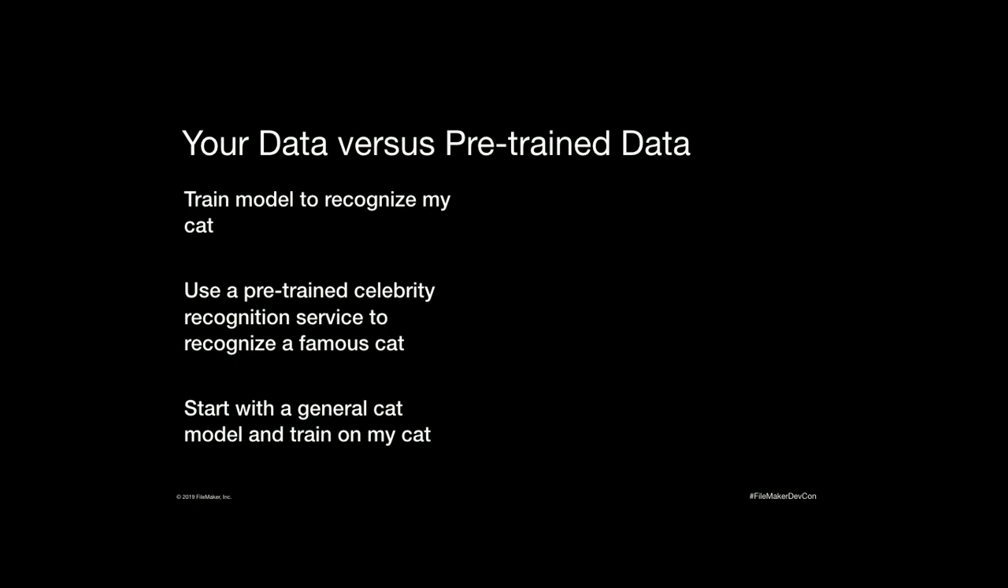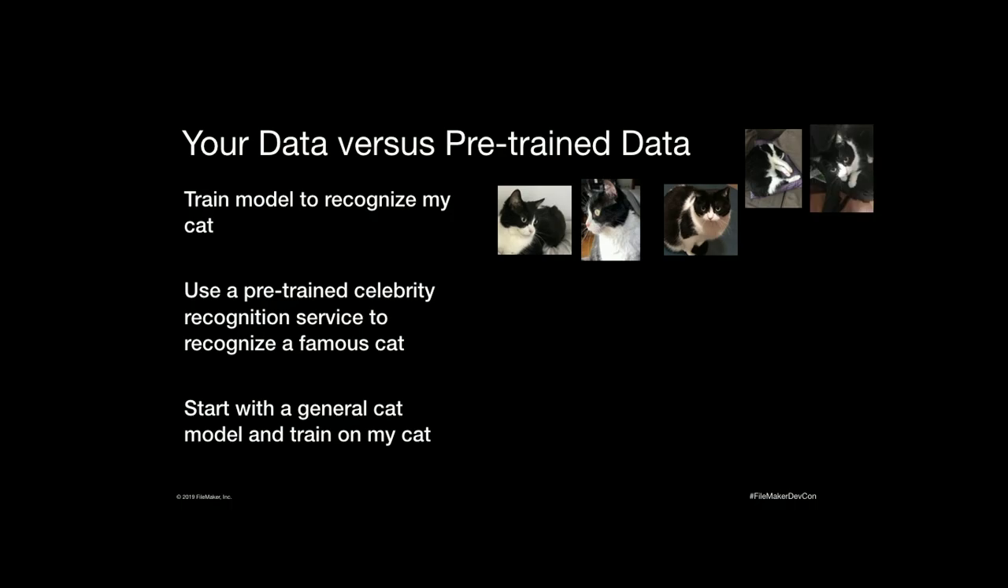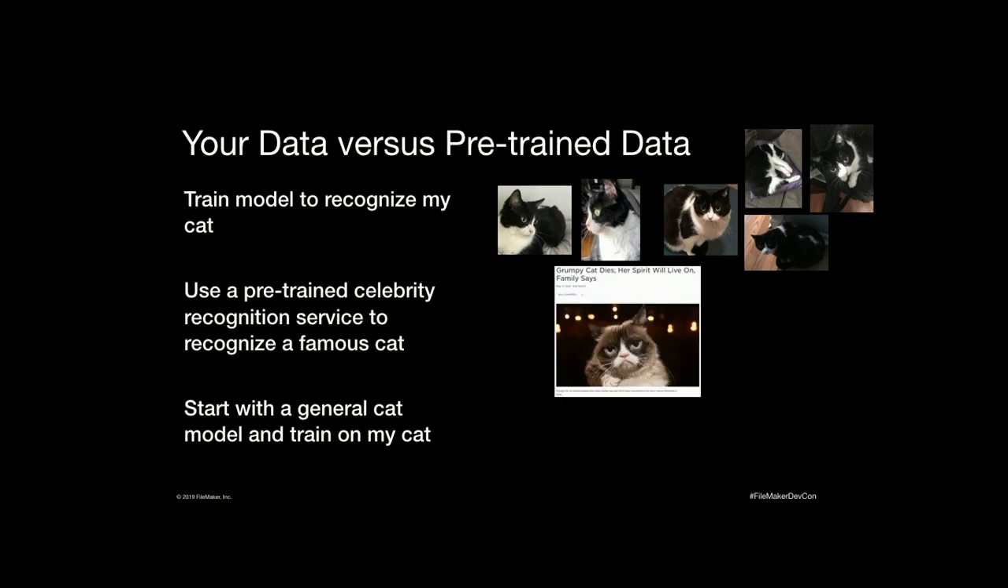To illustrate this further, if I want to train a model to recognize my cat, I need to provide a bunch of pictures of my cat and then the expertise and understanding to train a model to recognize my cat. But if I had a famous cat, Grumpy Cat, then I could call a celebrity recognition service, and Amazon has one. I could just send up an API call and recognize Grumpy Cat. And then there are in-between options of starting with a general cat model and then training to specifics, and we won't get into the details. Rest in peace, Grumpy Cat.